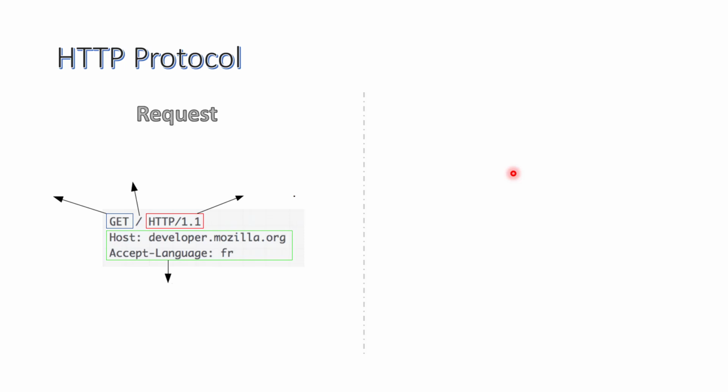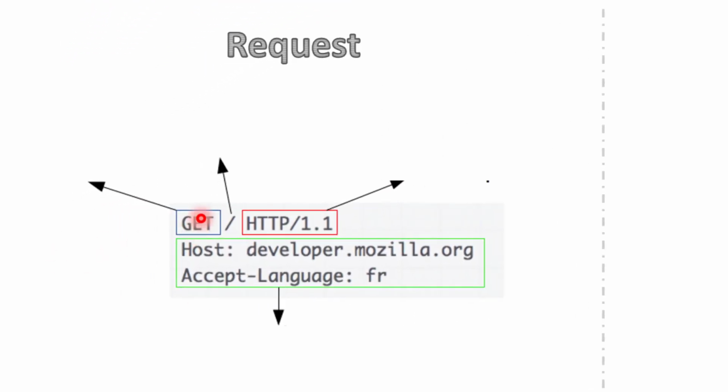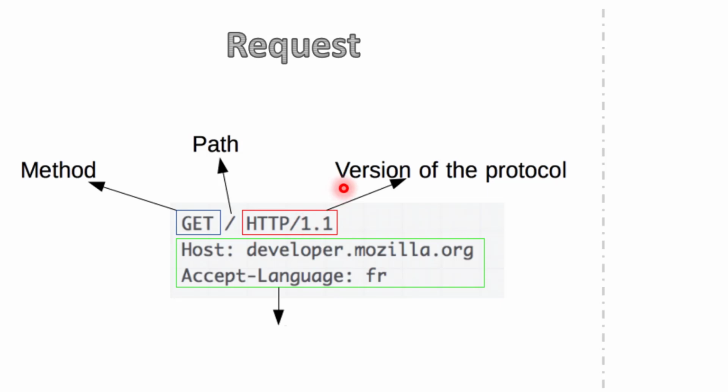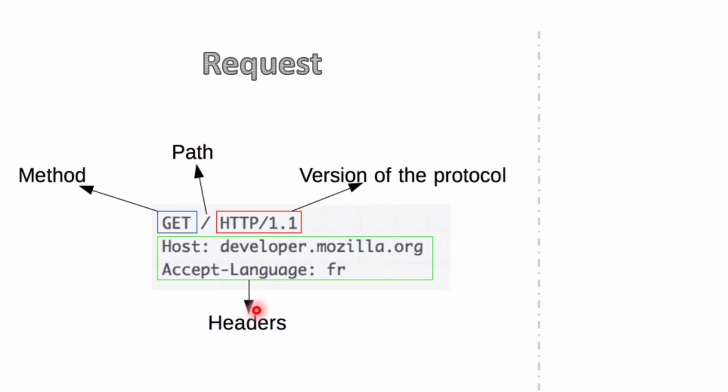In the HTTP protocol, the request would be something like this, where the first thing, this GET, would be the HTTP verb or the HTTP method, which can be GET, POST, PUT, etc. And this slash is the path. It can be something like slash abcd slash inventory. And this is the version of the protocol, and this is the headers of the HTTP request, and there can also be an HTTP body.